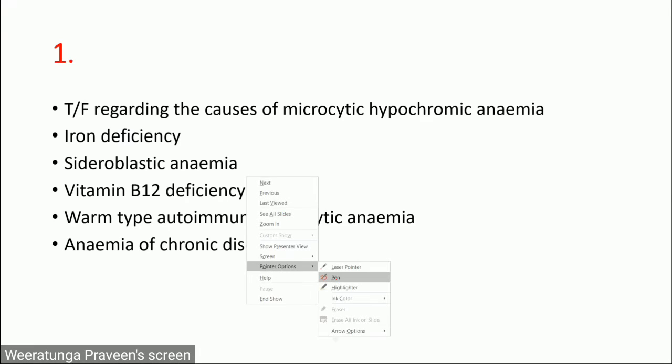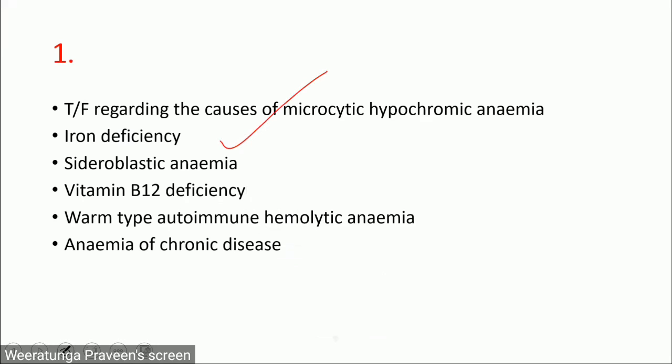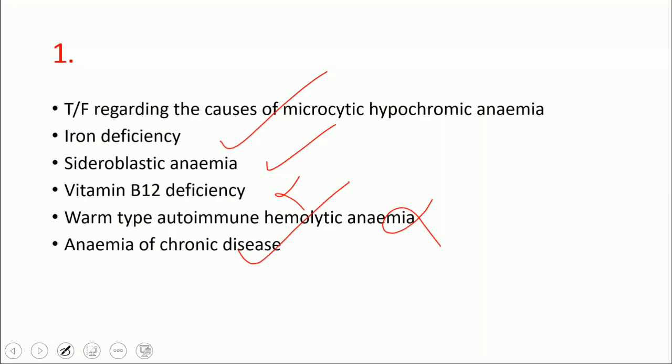right? So iron deficiency is right. Sideroblastic anemia is a rare bone marrow red cell disorder which can cause microcytic anemia. That is also true. Vitamin B12 deficiency causes macrocytic anemia. Autoimmune hemolytic anemia can cause normocytic or macrocytic anemia. Anemia of chronic disease is typically a normocytic normochromic anemia, but can also cause a microcytic hypochromic anemia. So that is true, right?